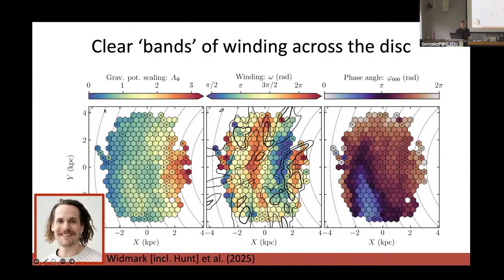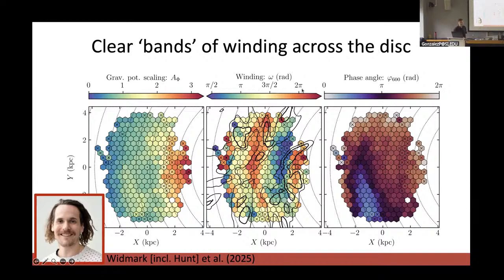So Axel made this nice map. This is the gravitational potential scaling. Makes sense, you have your potential strong in the inner galaxy. Great. It's not as competitive as certain other potential estimates, but it's cool that you can do this straight away from the phase barrel in that space. The winding to me is super interesting because you have these bands, right?